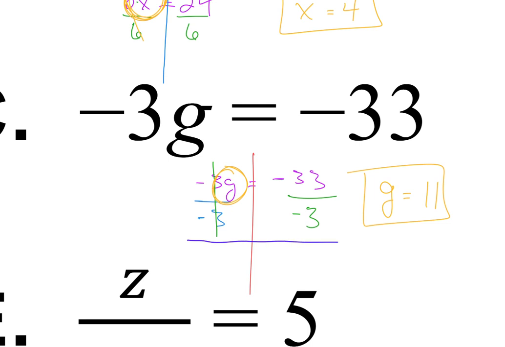Now, I should back up real quick and say that on the past few ones, I would do this, and I would say, hey, this g drops down here, there's g. And on the right-hand side, I wouldn't really draw anything. I would just say, hey, negative 33 divided by negative 3 equals 11. So 11, there you go.